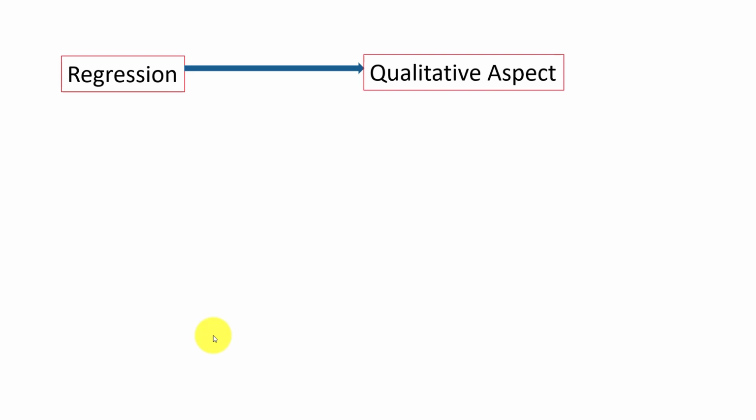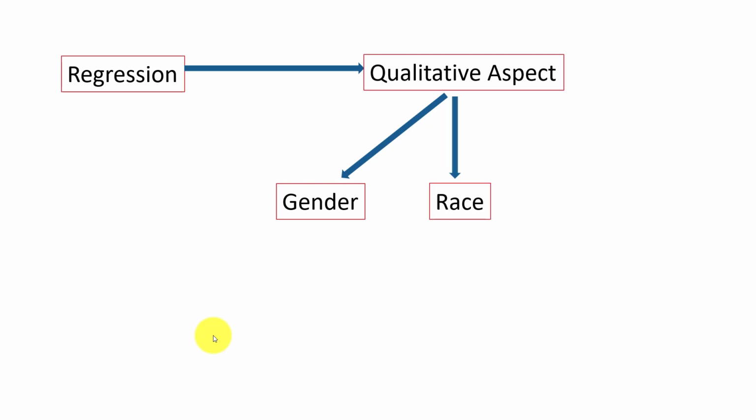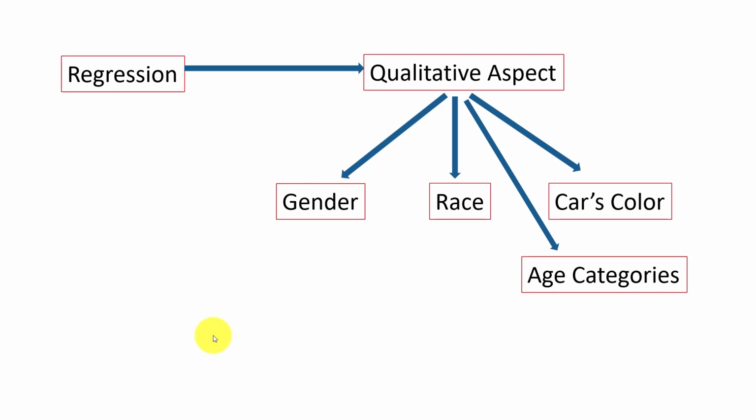But what if we have a categorical variable, or a qualitative aspect such as gender, and we want to see how gender has an impact on, for example, wages? How would we perform this regression analysis? Or, for example, the race of a person, or a car's color, and we want to see how the car's color would impact its price.